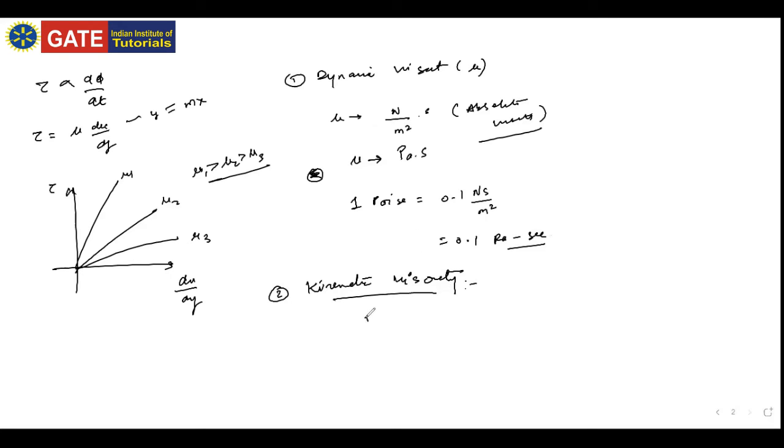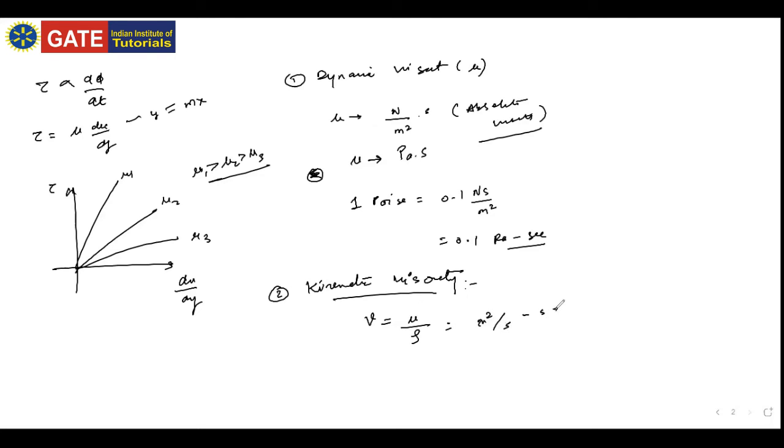It is denoted this way. It is the ratio of the dynamic viscosity with respect to density. If you want to write the ratio of this, it will be kg per meter second divided by kg per meter cube. So basically we'll get meter square per second as the unit. And this is the SI unit.